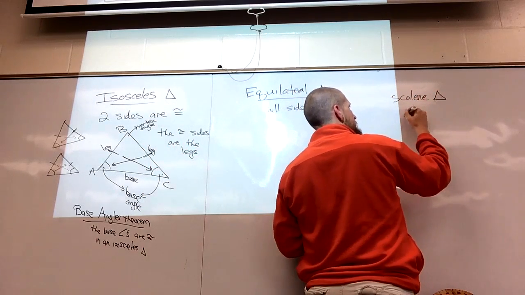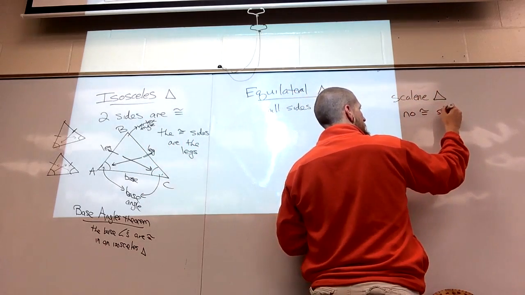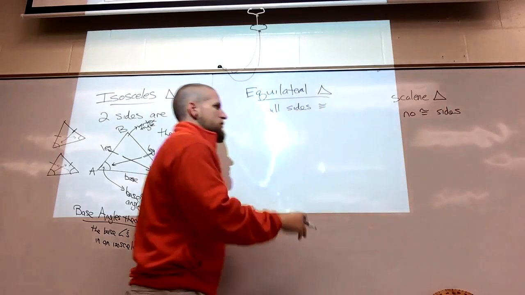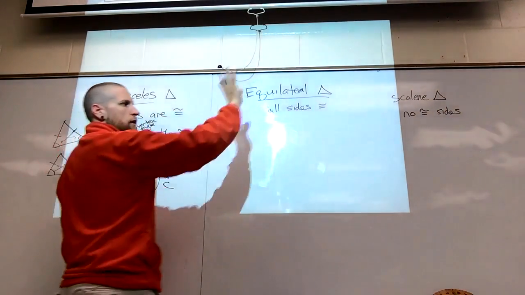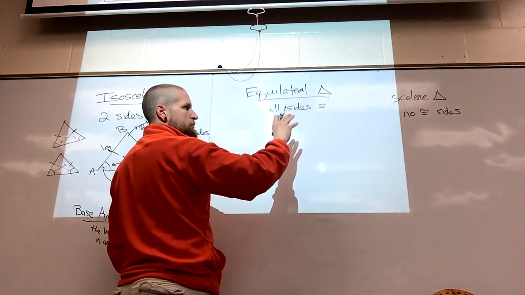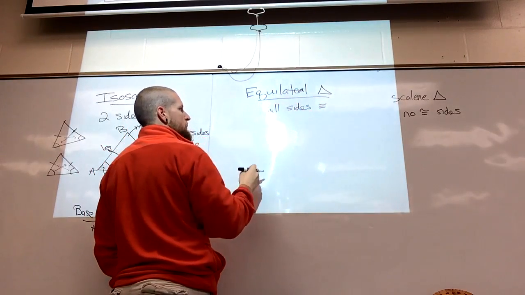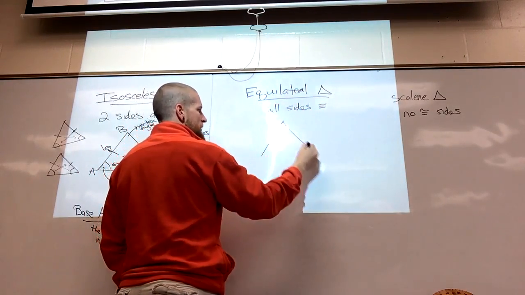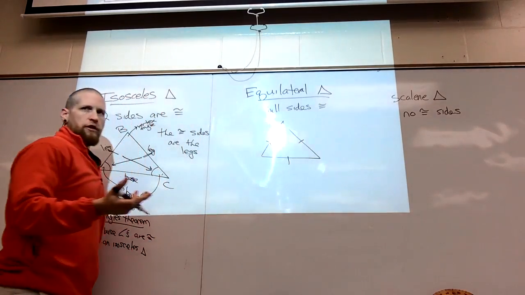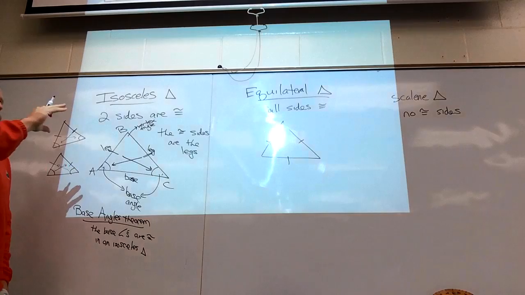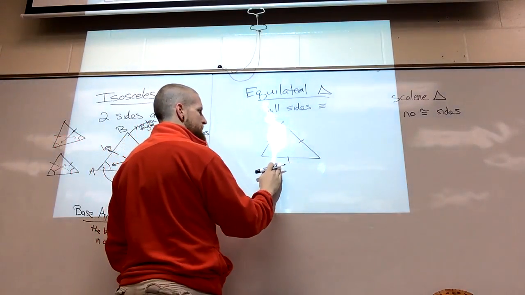Scalene triangle is no congruent sides. There are no specific properties with that that we're adding. Like the angles still add up to 180, but other than that, that's it. With equilateral triangles, there aren't legs and bases because all the sides are the same, so we're not going to have a distinction between each one.